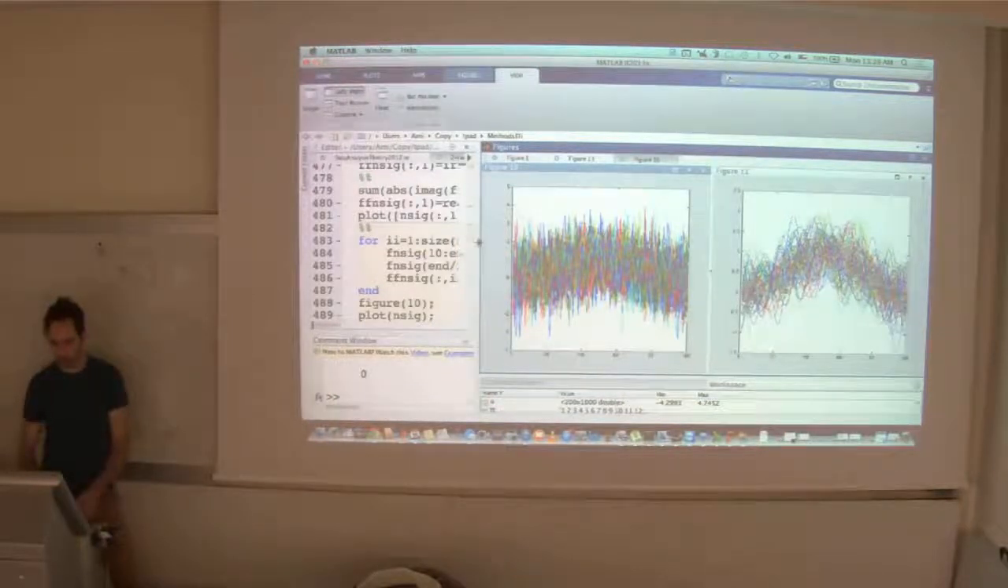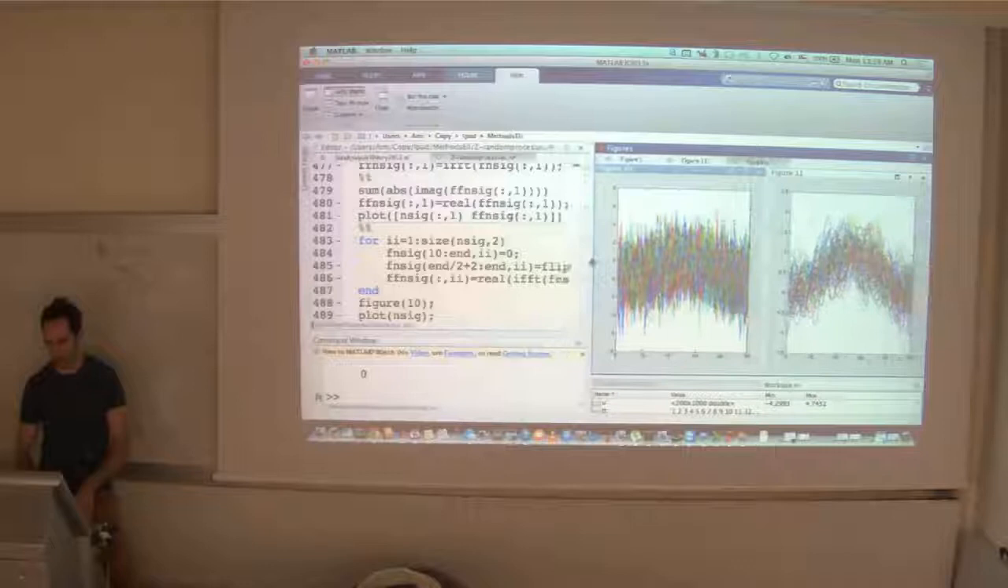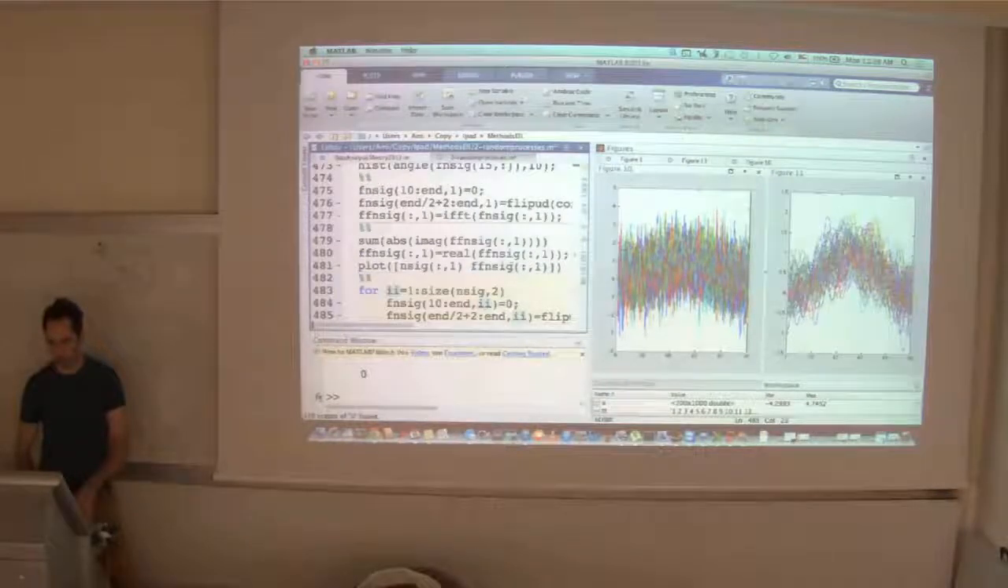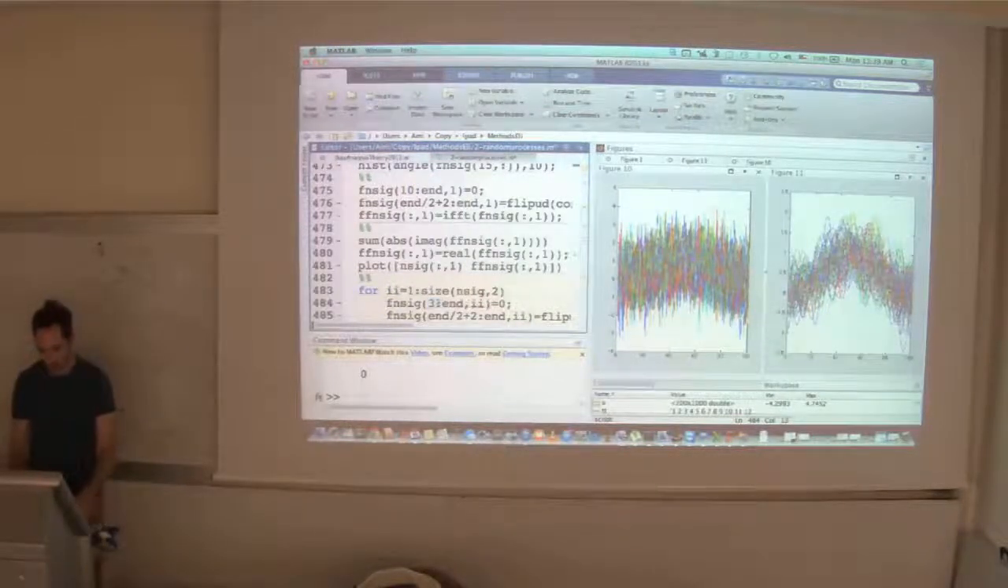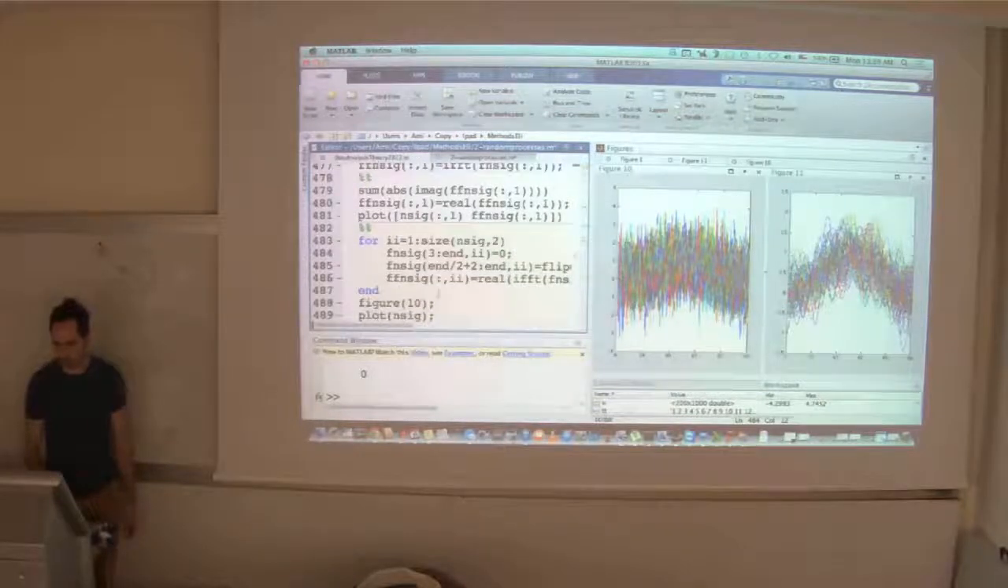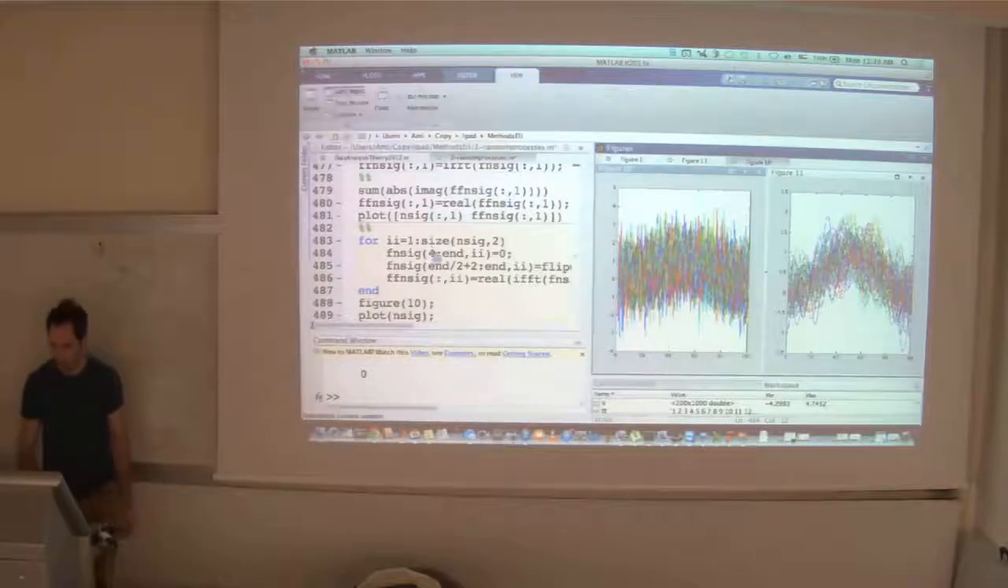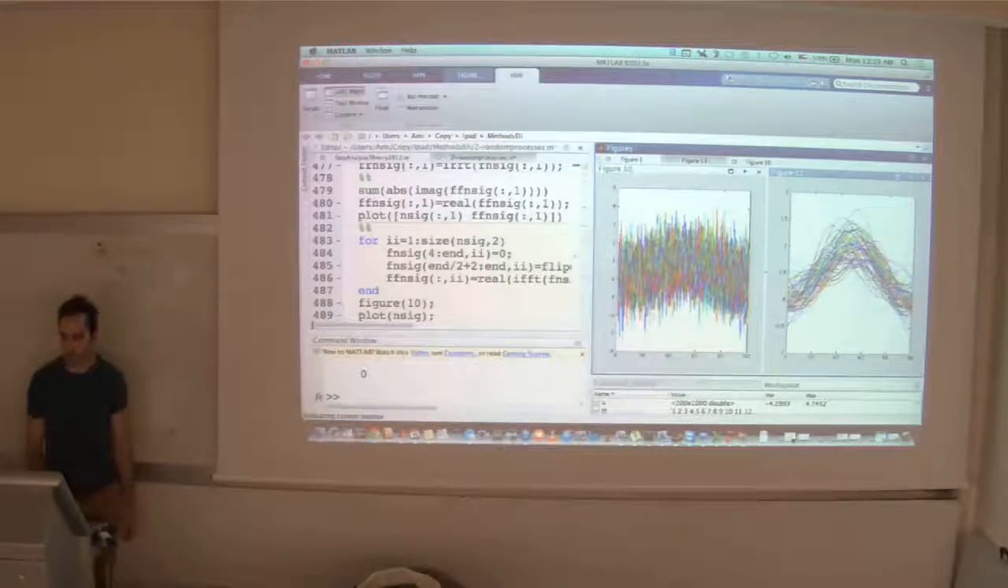At that point, what you can do is repeat the same algorithm. Here I eliminated all the frequencies that were 10 and above. Then I try to play with it and change the number of frequencies that I want to eliminate. Let's eliminate everything that is 3 and above or 4 and above. Now we get a really nice signal here, really close to the signal that we started with, or the signal that we want to end with.